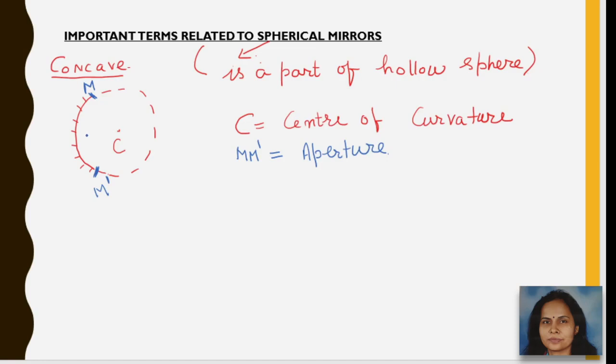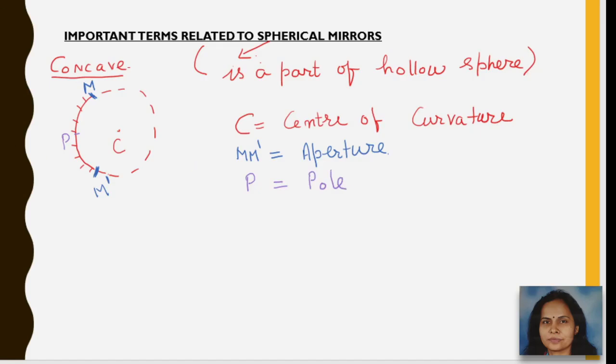Right? Next one is the center of this reflecting surface. So this is the center. The center of this reflecting surface is known as pole, which is represented by capital P. So pole is the center of the reflecting surface.